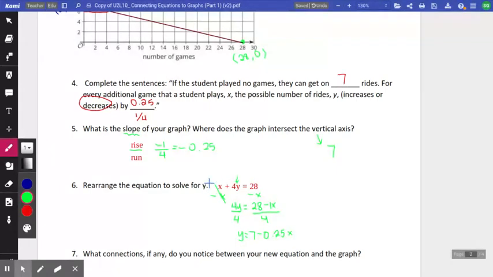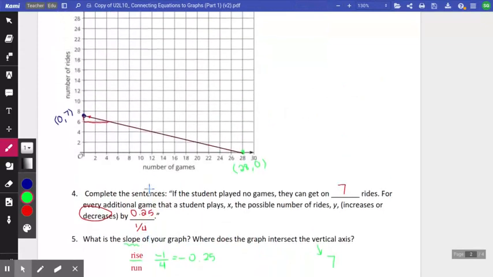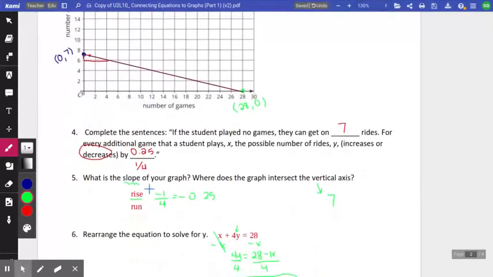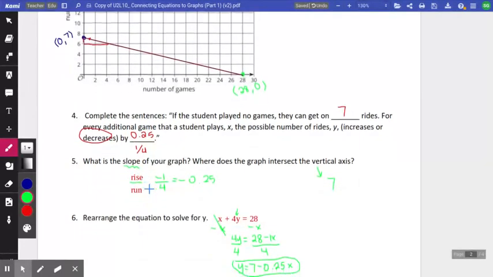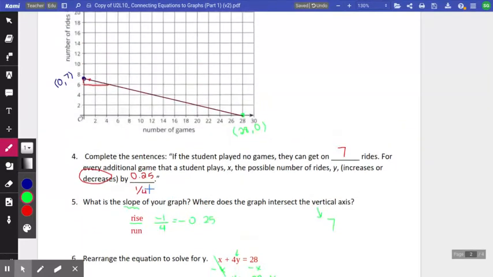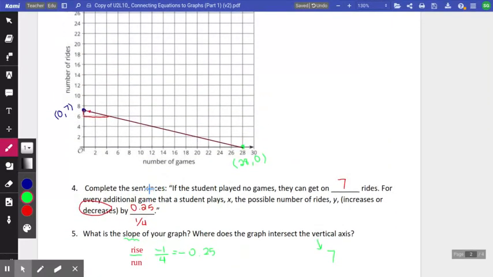At this point, we're going to pause and do some observations and reflections. Do you notice any connections between this equation and the math and the graph we did in numbers 3, 4, and 5? We got the equation y equals 7 minus 0.25x. Here's our graph and our answers for 4 and 5. Go ahead, pause the video now and see if you can find any connections there.